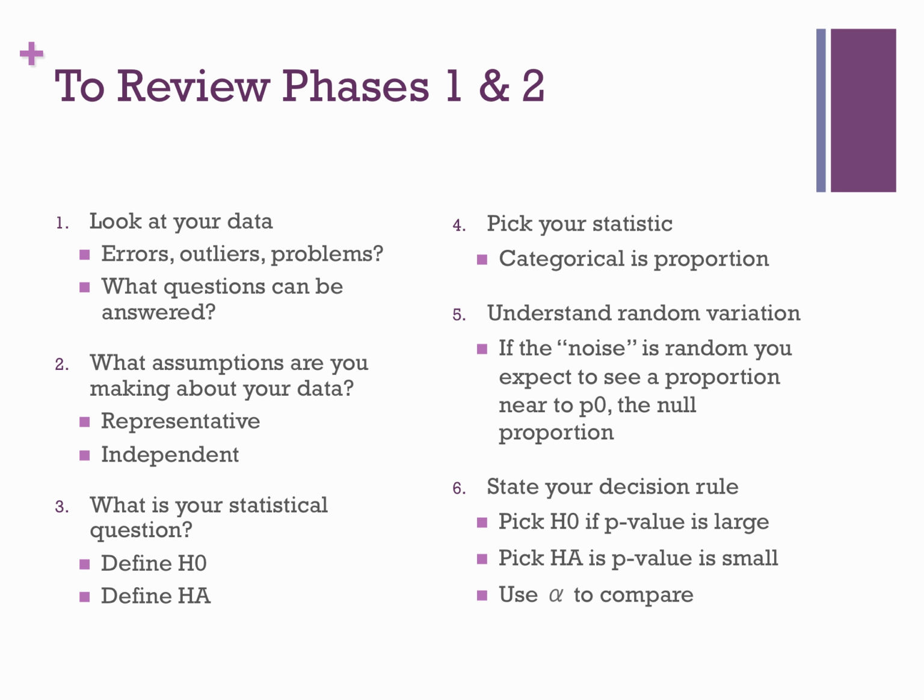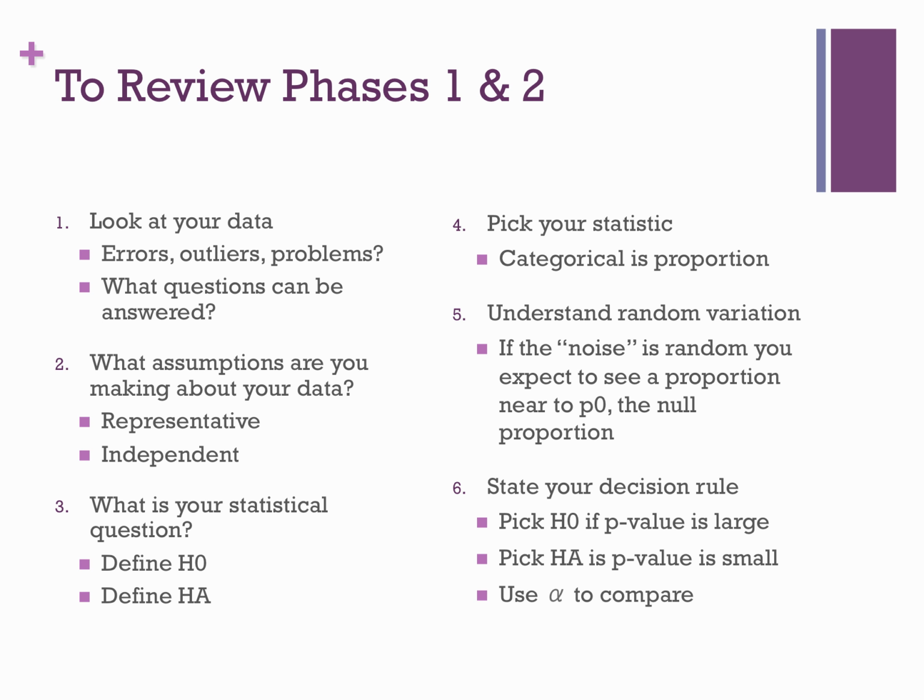Step 4, pick your statistic. For us, it's a proportion with categorical outcomes. Again, understand random variation and the noise on what you expect to see. It may be a little less than or a little more than your null proportion, but if it's just random, it should be close to it.